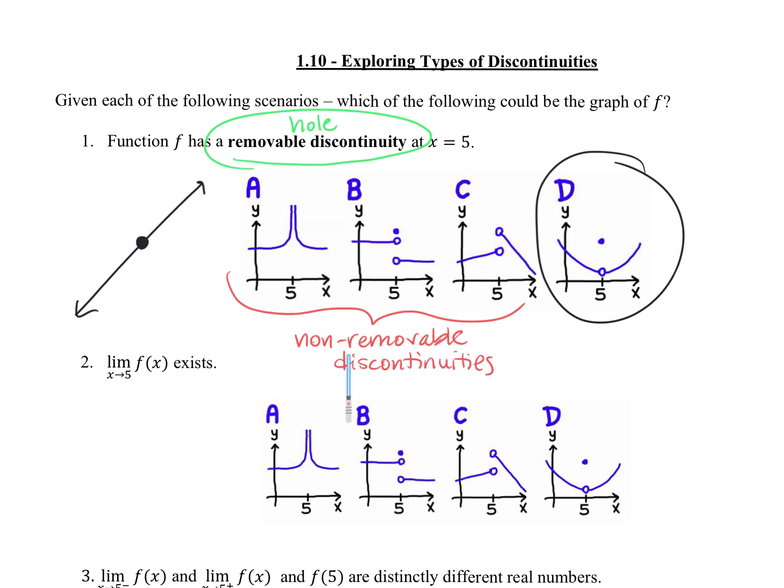And how I remember that these are non-removable, even if I were to plug in this point, even if I were to fill in that hole, is this still discontinuous? Meaning, would I still have to lift up my lightsaber to keep drawing it? Yeah, so anything that is more than just a simple hole within a function is gonna be non-removable. These do have three different names.